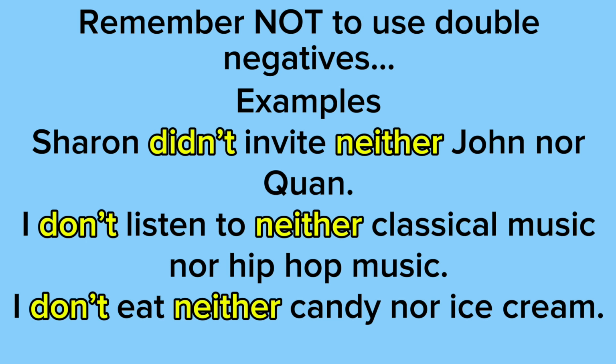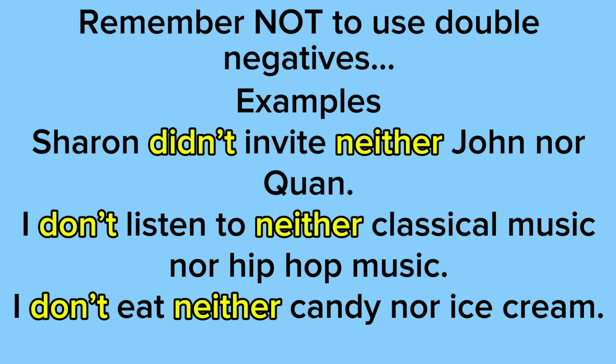There's actually a couple of ways to write this sentence. So if you wanted to just rewrite the whole sentence, you could say, Sharon didn't invite John or Quan. That's another way of saying it. Or you could say, Sharon invited neither John nor Quan. Which sounds kind of strange, but I didn't make the rules of English, so I'm going to just go with the flow.